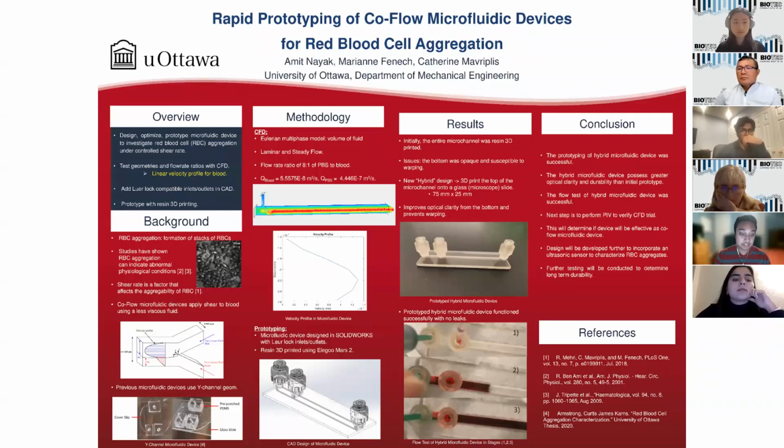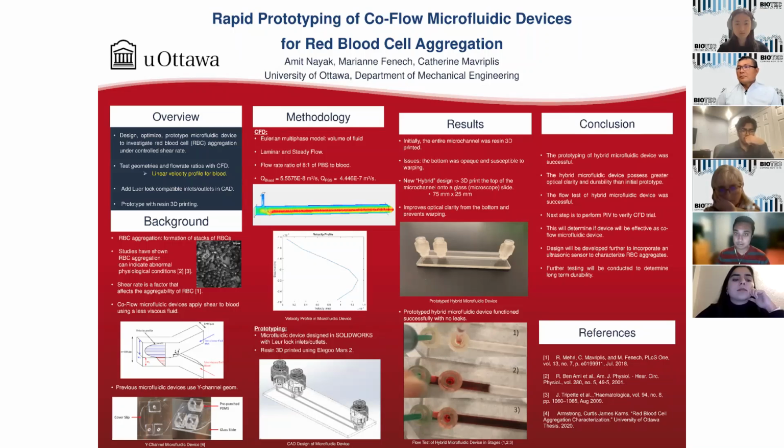After the CFD, it was time to prototype. A CAD design of the channel was made, with the addition of Luer lock inlets and outlets, in SolidWorks. After the CAD design was made and any modifications were done, it was time to prototype the microfluidic device using resin 3D printing. Initially, if you look at the last figure in the second column, that entire device was printed using resin 3D printing.